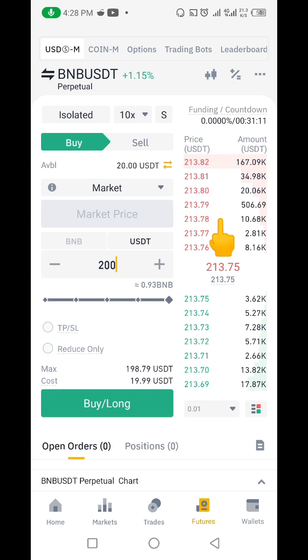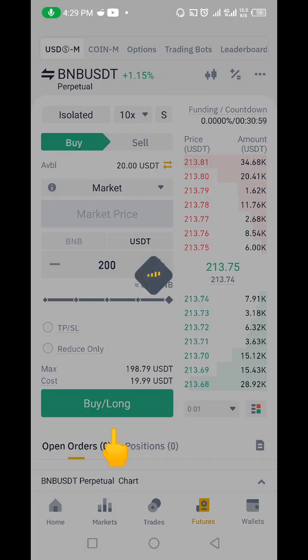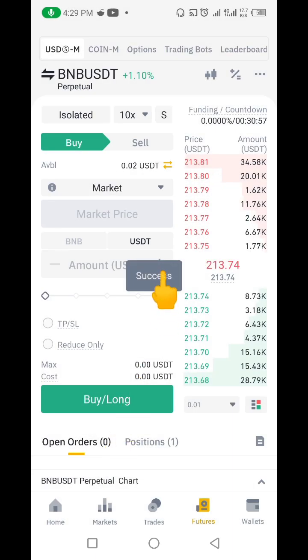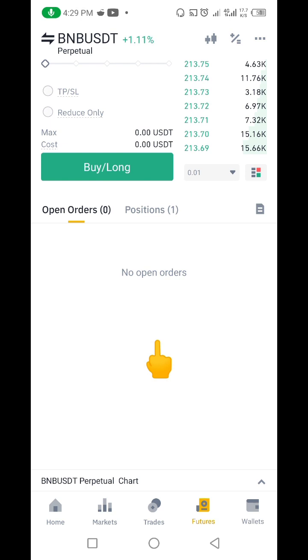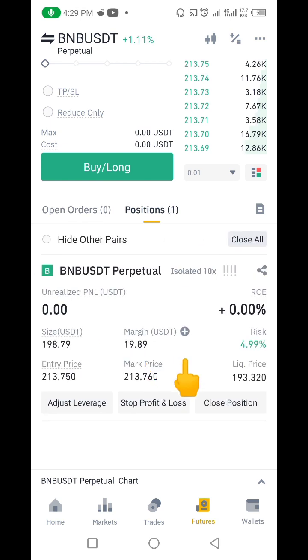Now this is crypto, so you can make a whole lot of money on crypto, but at the same time you can also lose your money if you don't do your due diligence. So here now I'm going to buy this market. I'm going to click on buy. You can see it says success. If I come down here now, you're going to see that I've bought the market already. This is the market, I'm already in the market, and you can see it has started showing here.